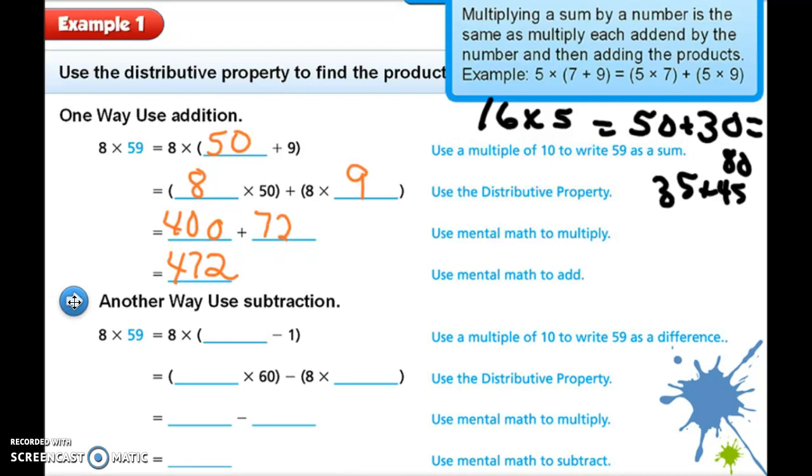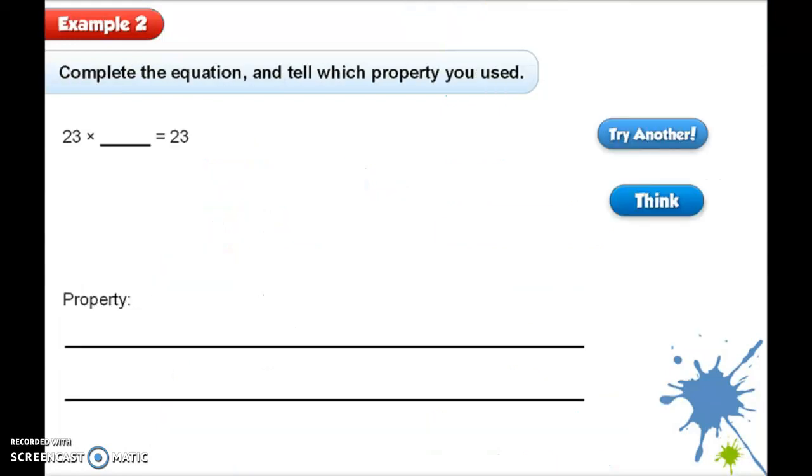Another way. Now why do you think they put, so we have 8 times 59 equals 8 times something minus 1. What do you think that something is? Okay, but what number are we going to put in there? 60, because 60 minus 1 is 59, right? Okay, so we're going to put 60 here. Then we're going to do our distributive property. So 8 times 60 is 480, right? And 8 times 1 is 8. And 480 minus 8 is 472.